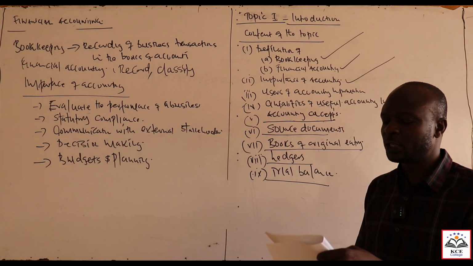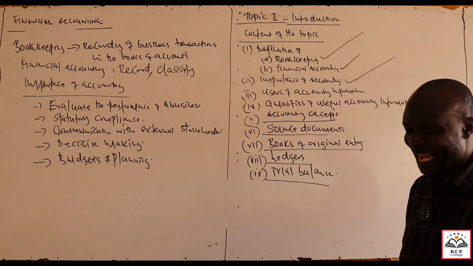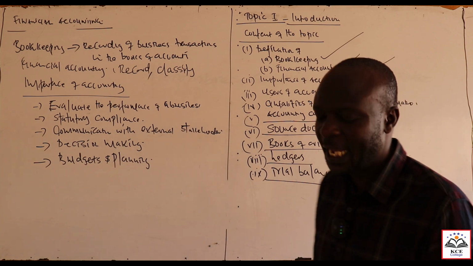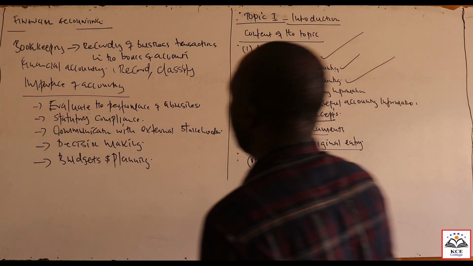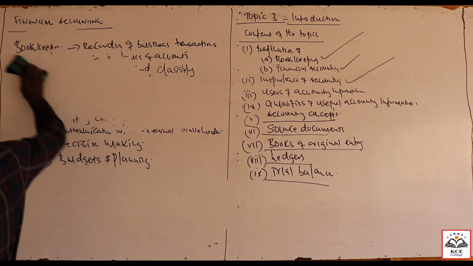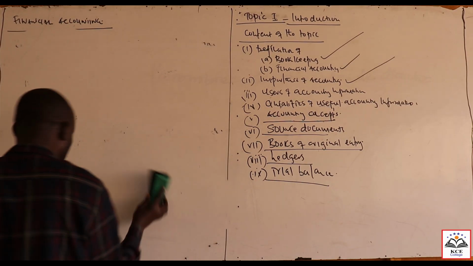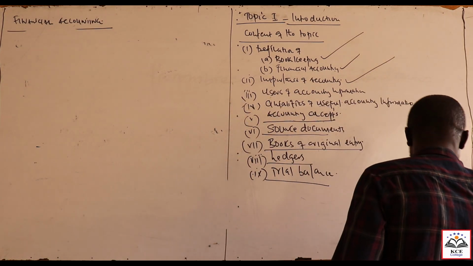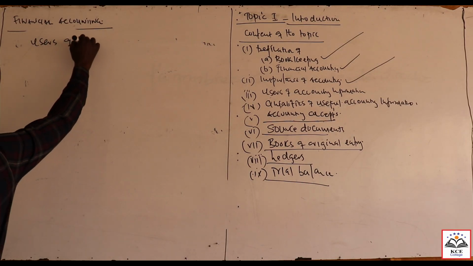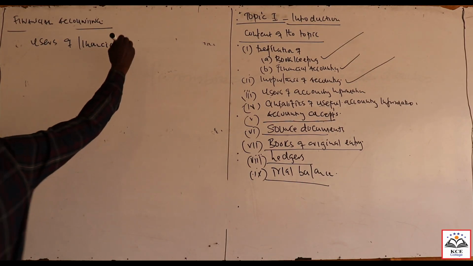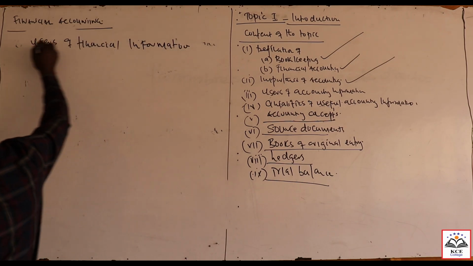Then we have what we call the users of accounting information. We call them users of accounting information, those that are interested in financial accounting information and why they are interested. We also call them stakeholders, those that are interested in financial information and why. So the following are some of the users of financial information.